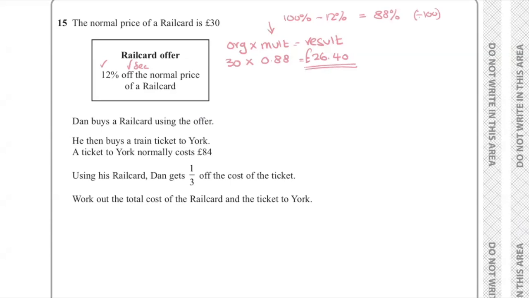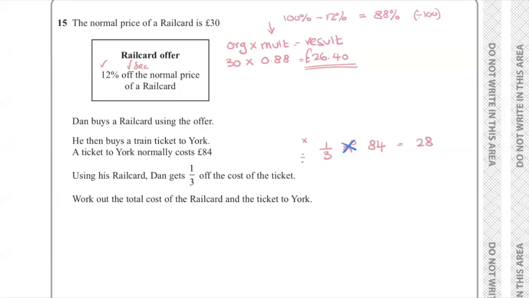Now, using this rail card, Dan gets a third off the cost of his £84 ticket. So we've got to now find a third of 84. We divide by the bottom, times by the top, if we're doing non-calculator. If we can remember of means times, then we can just throw a third times 84 straight into our calculator, and we would get 28.